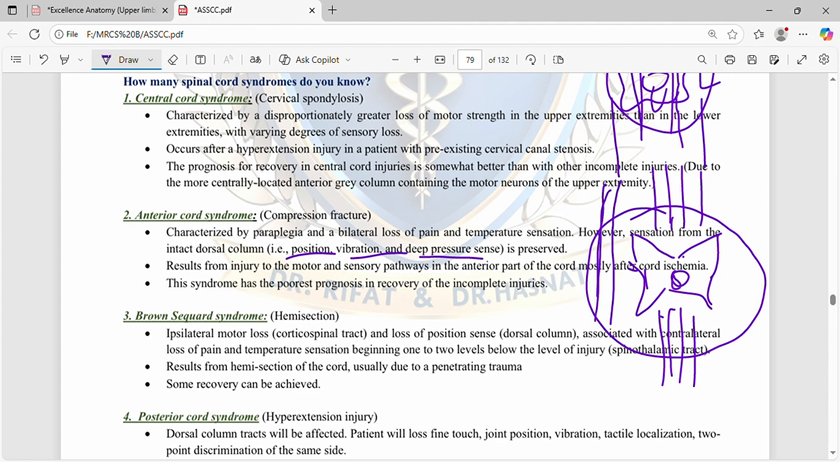So pain and temperature, they say, result from injury to the motor and sensory pathways in the anterior part of the cord, mostly cord ischemia, and characterized by paraplegia and bilateral loss of pain and temperature. So pain and temperature go in the anterior pathway, and here we have the crude touch and pressure sensation in the lateral side. That's why we will say pain and temperature loss and some paraplegia, some motor functions.